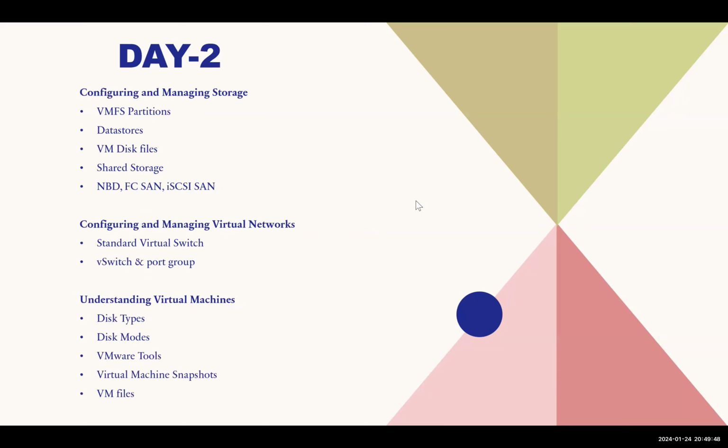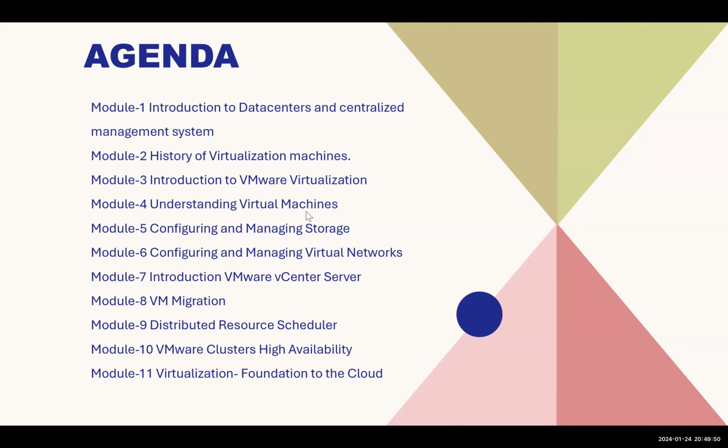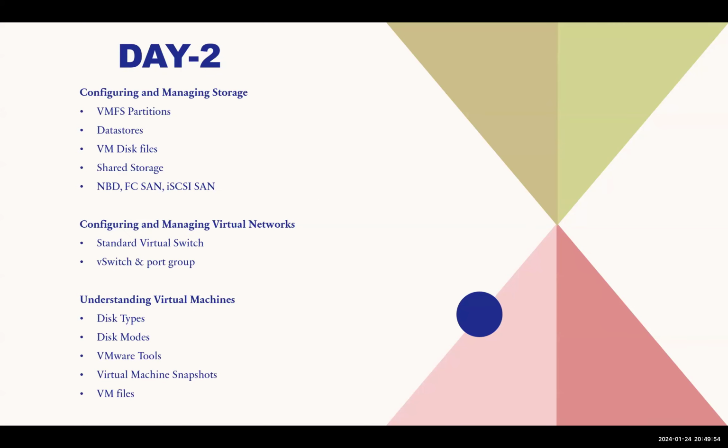Let's do a quick recap. Yesterday we talked about the VMware storage concepts. We understood how the storage is mapped to the physical ESXi server. We talked about the partitions, especially VMFS. Talked about what are data stores. We talked about the virtual machine disk file, right?